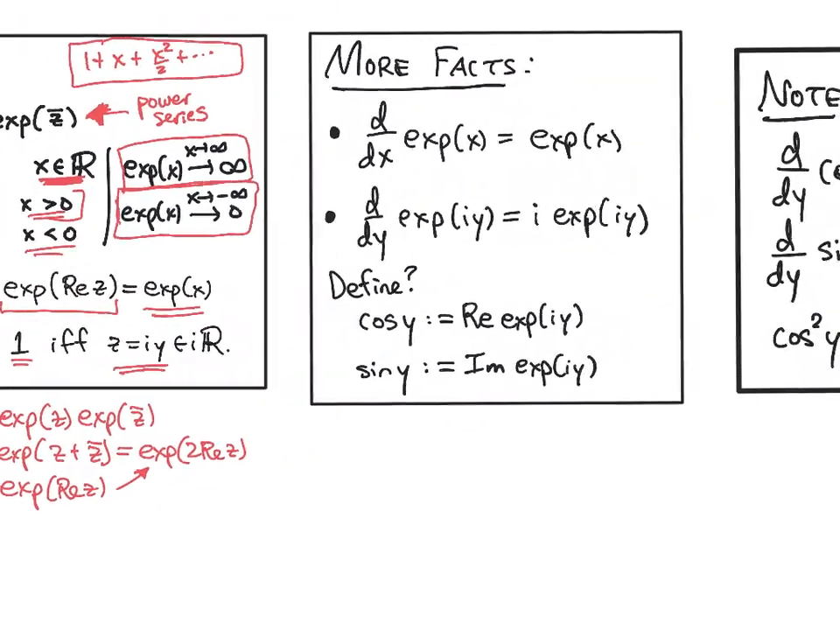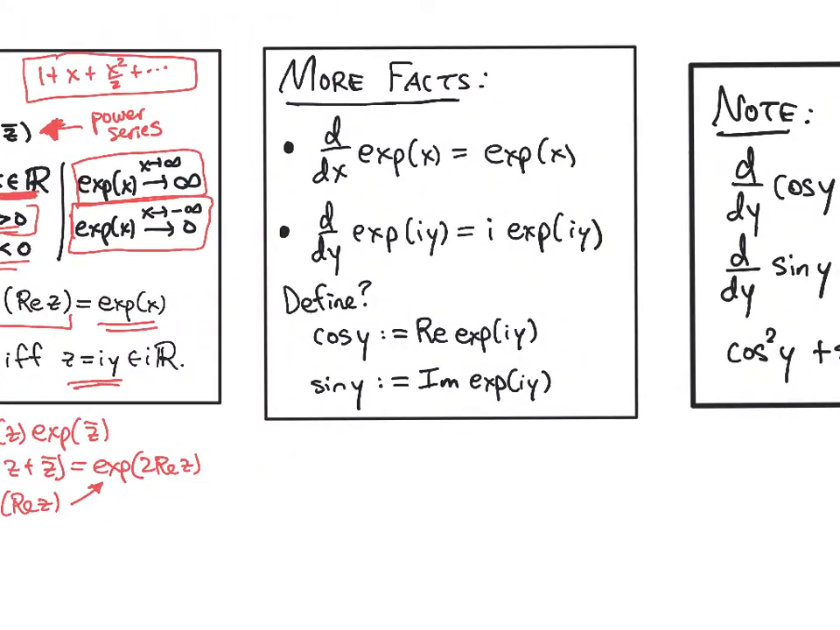Okay, more facts. Well, if you take the usual derivative of exp of x with respect to x, you're going to get the exponential back, and using this you can prove using differential equations that this is the standard exponential function from calculus. On the other hand, if I take the derivative of exp of iy, the i comes out and I get i exp of iy.